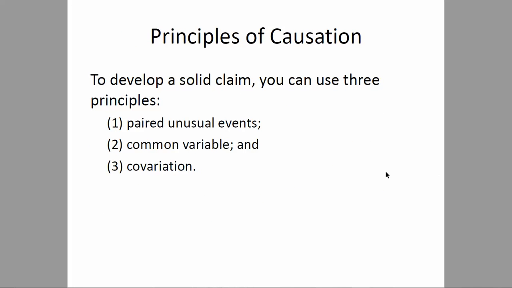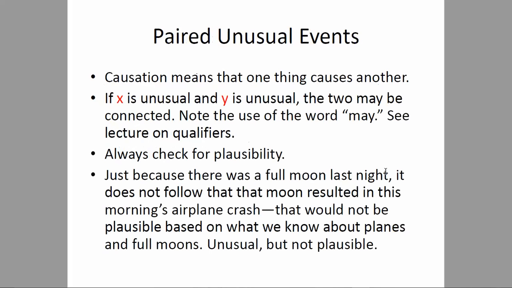And your book points out three ways that we could do this. They call it principles of causation, and that's fine. We can look at their names for this. They say we should look at the unusual events and see if we can pair them together, and what happens with one happens with the other. We can look to see if a couple of groups or events have a common variable between them, and we can look at something called covariation. When one varies, does the other vary in the same way? All right, so let's look closely here. So causation, we already know that term. It means one thing causes another.